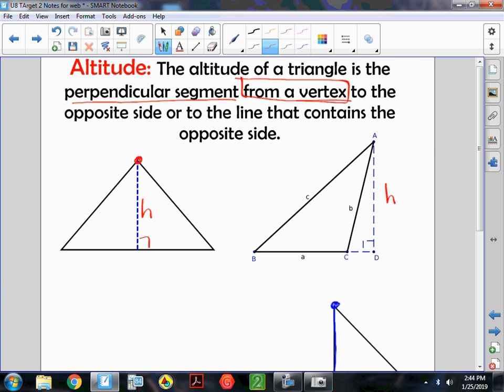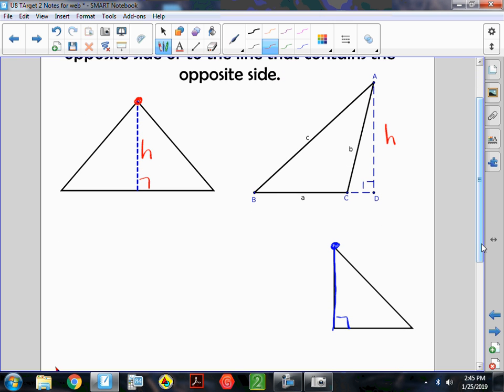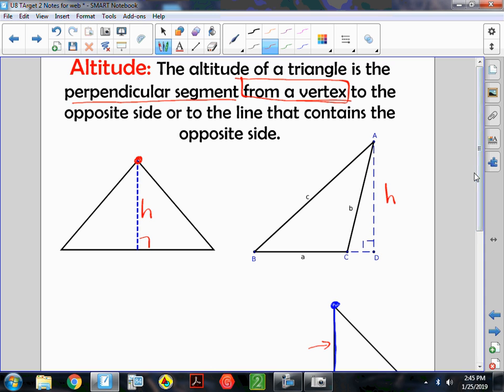And so here's just a couple examples of altitudes that are drawn in or out of the triangle, and even an altitude that can be on the side of a triangle. If it's a right triangle, then one of the legs of the triangle is actually the altitude. So an altitude is drawn from a vertex perpendicular to the opposite side, or the line containing the opposite side.